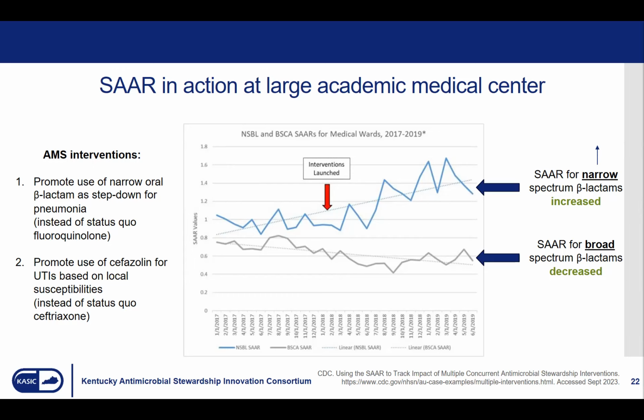So you can see that line up top increased, and it actually increased above 1. So their SAAR was greater than expected. And then the broad spectrum beta-lactams decreased. So I think the most important takeaway here is that a high SAAR is not always a bad thing. In this case, they saw, yes, their predicted use is above 1, but it is for the narrow spectrum beta-lactams that it is above 1, which really shows that their intervention likely had some impact on that.